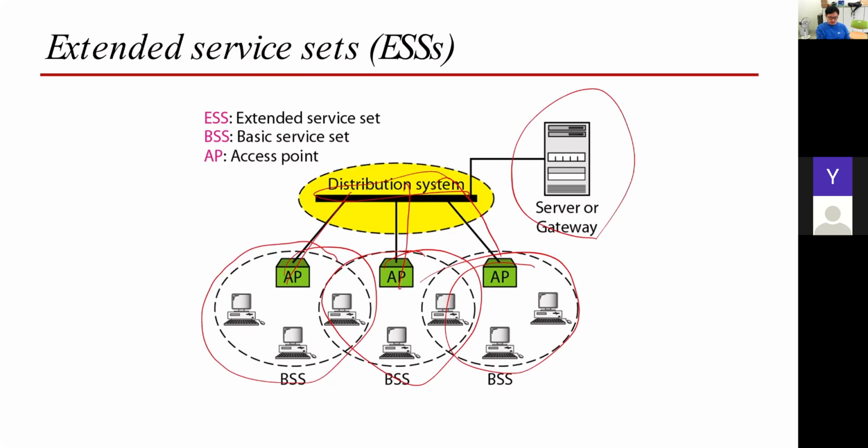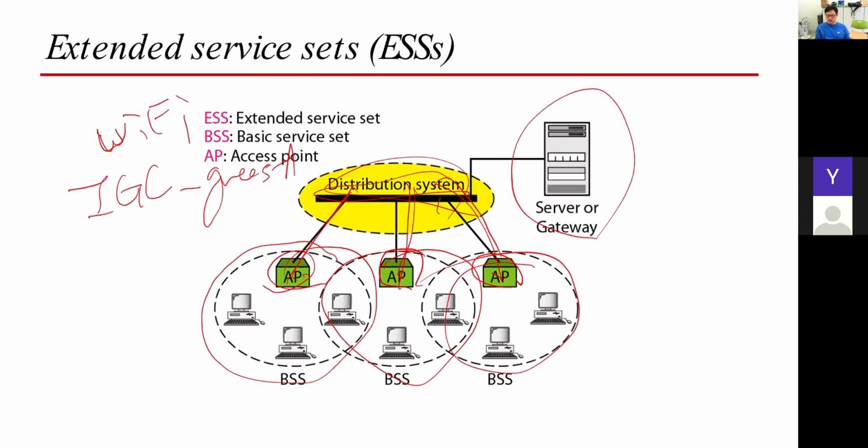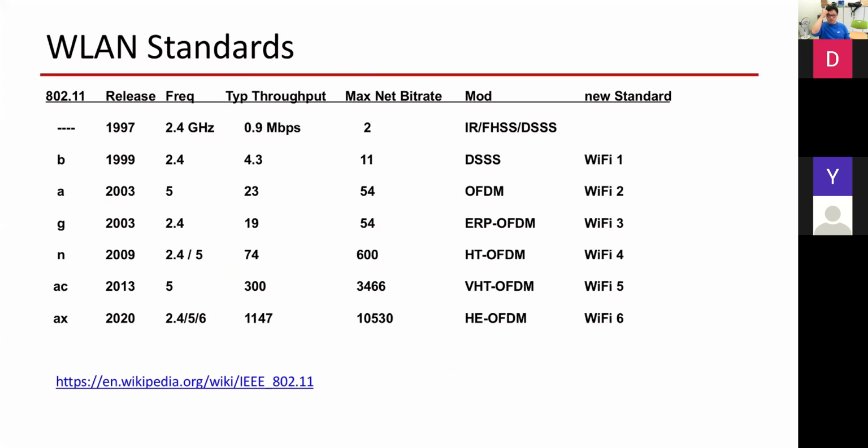This is more like IGC guest Wi-Fi. They are not just one AP, they are multiple APs. Wherever you go inside the building, you are connected to IGC guest, right? They are controlled by the distributed system, and the SUNY Korea server maintains and monitors your connection. Okay, so now we understand what BSS and ESS are. Then let's look at the standard.